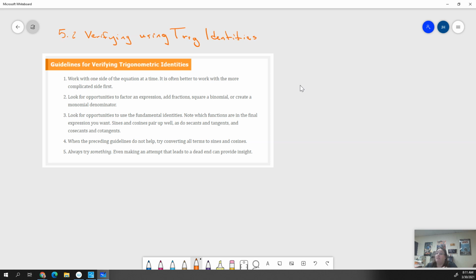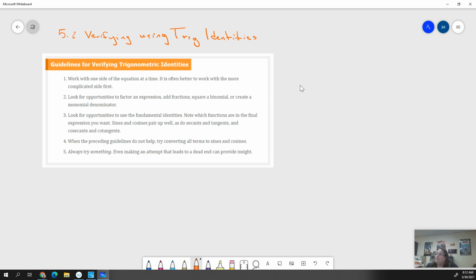And you should always pick the more complicated side first, because it's easier to simplify something complicated than it is to expand on something simple to get there. Look for opportunities to factor, to add fractions together, right? Common denominators. To square a binomial, you'll see a lot of difference of squares. One perfect square minus another perfect square. Or create a monomial denominator. That just means one term.